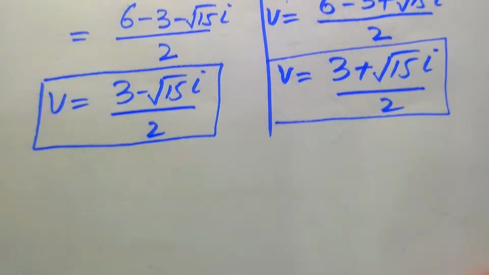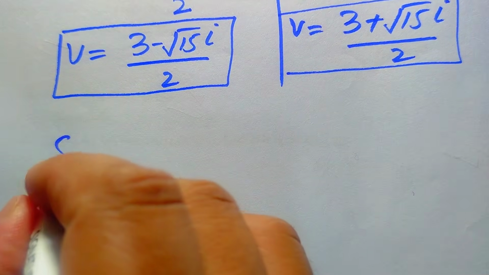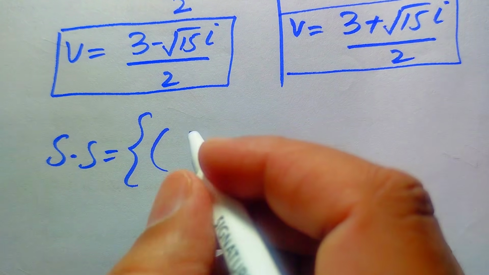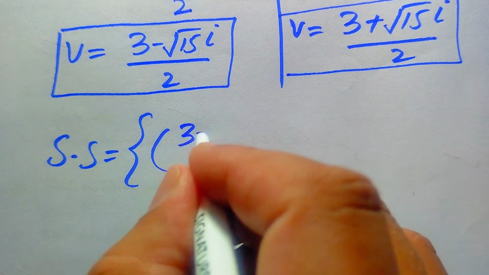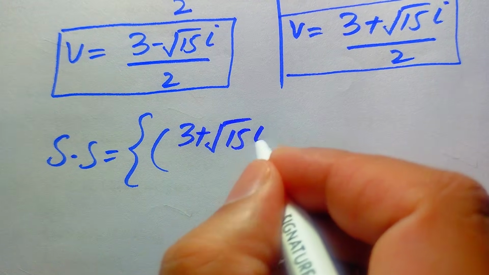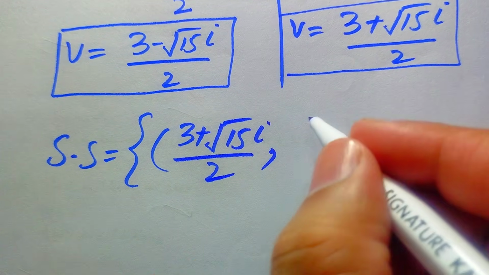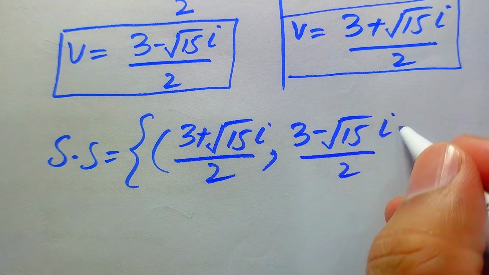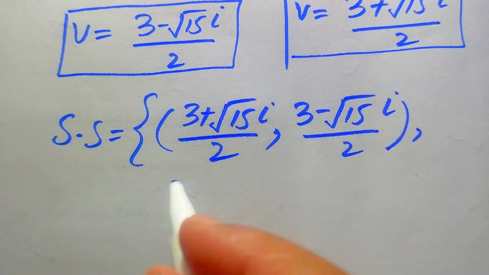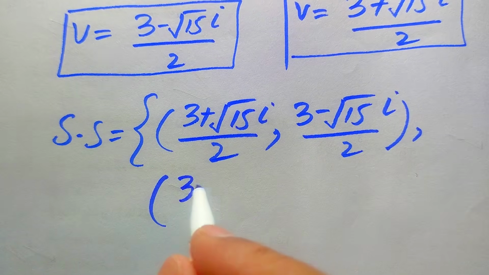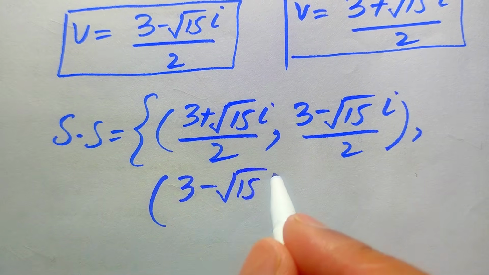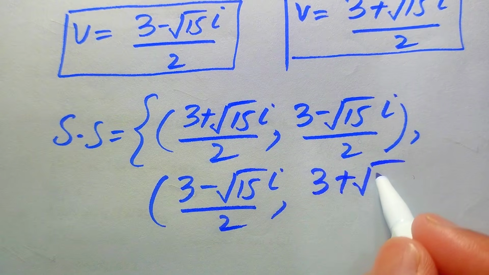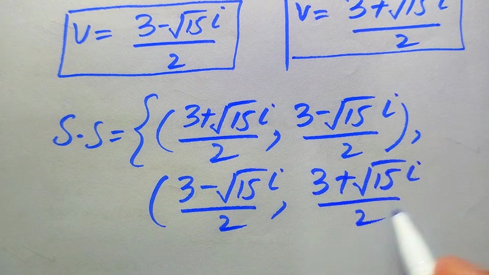So finally we have two roots of the solution set. These pairs of roots are 3 plus square root of 15 iota divided by 2, and 3 minus square root of 15 iota divided by 2. This is the first pair of roots, and the second pair is 3 minus square root of 15 iota divided by 2, and 3 plus square root of 15 iota divided by 2.